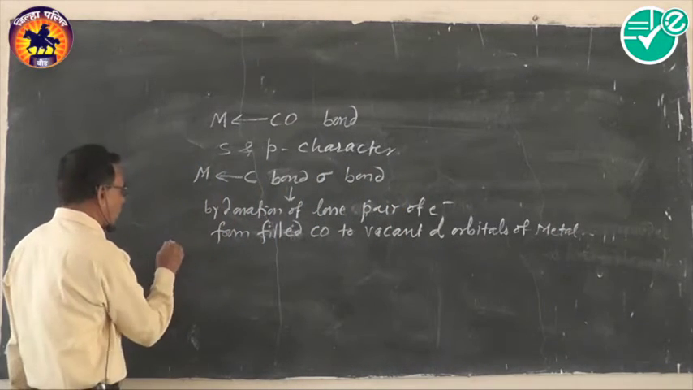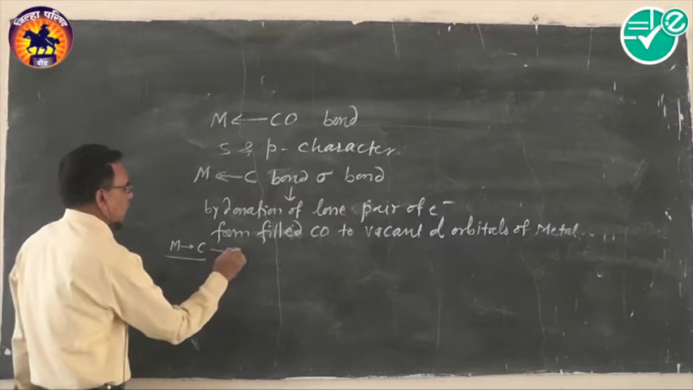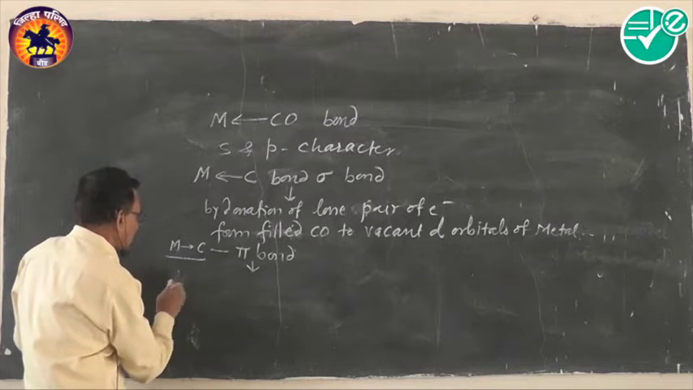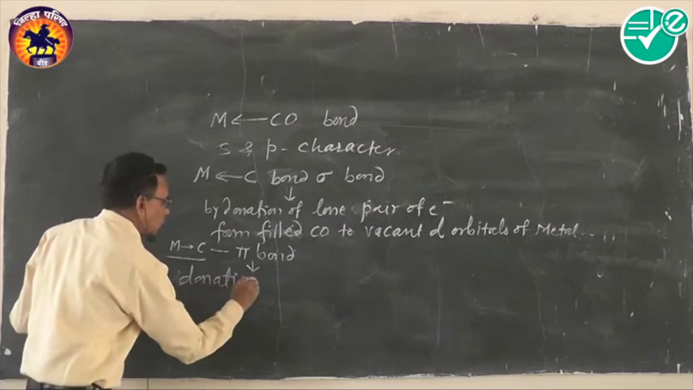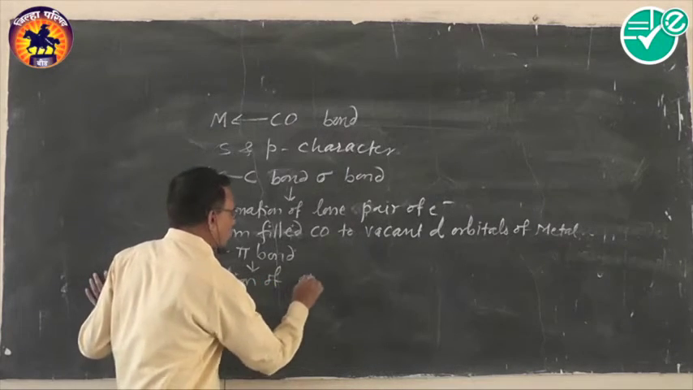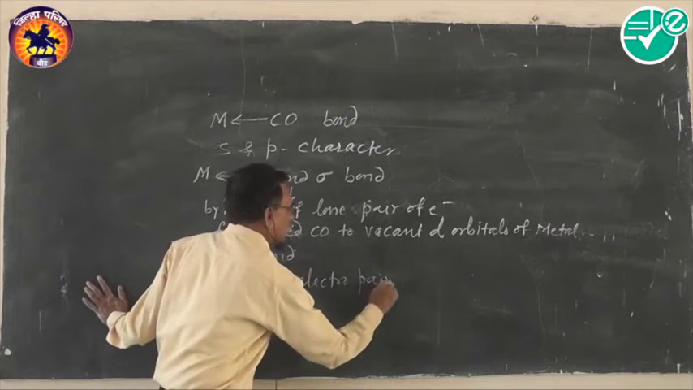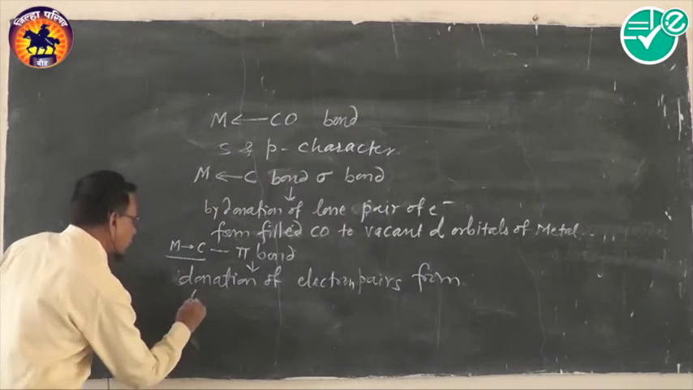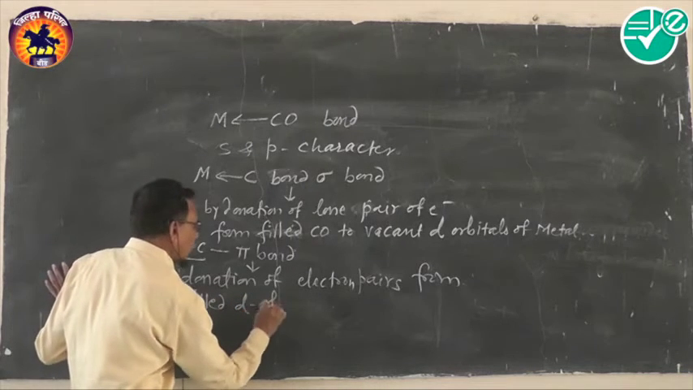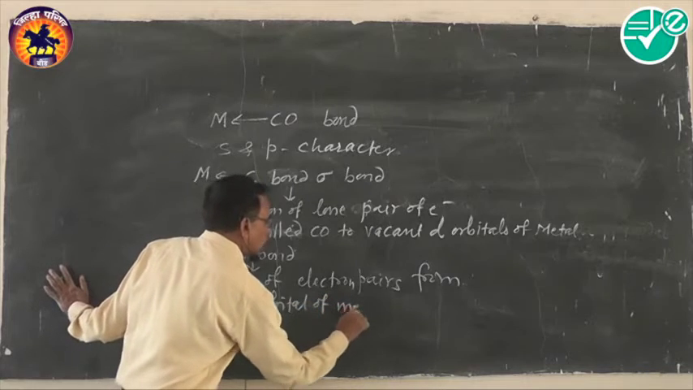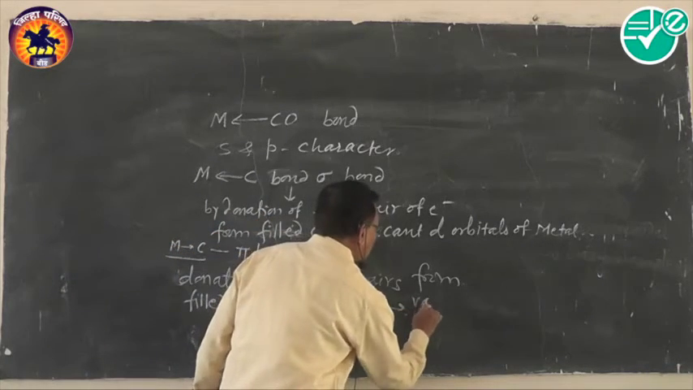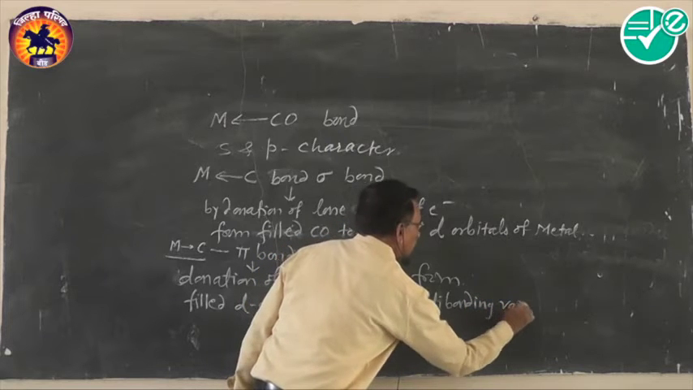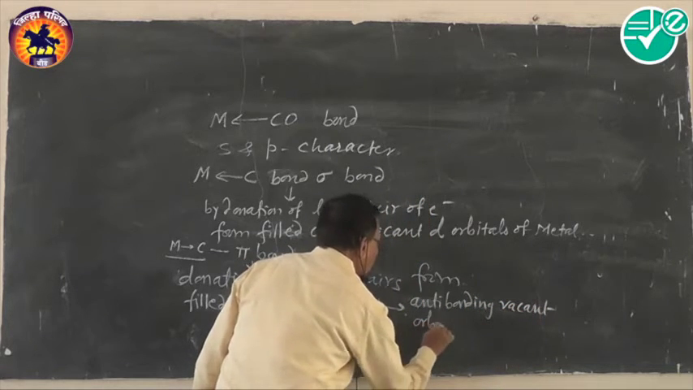And the MC pi bond is formed by donation of electron pairs from the filled d orbitals of the metal ion to the vacant antibonding orbitals of the CO group.